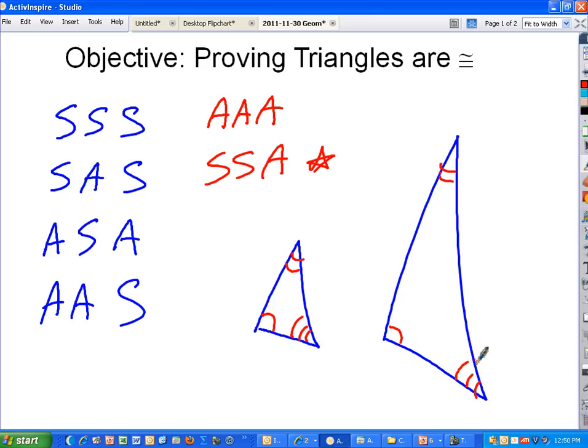So clearly, angle, angle, angle doesn't work, because when all 3 angles of one triangle are congruent to 3 angles of another triangle, we can easily see an example where the triangles are not congruent. Those definitely don't overlap, right? So these are the 2 that don't work. It's almost easier to remember the 2 that don't work, and then any other possibility does work. Okay?